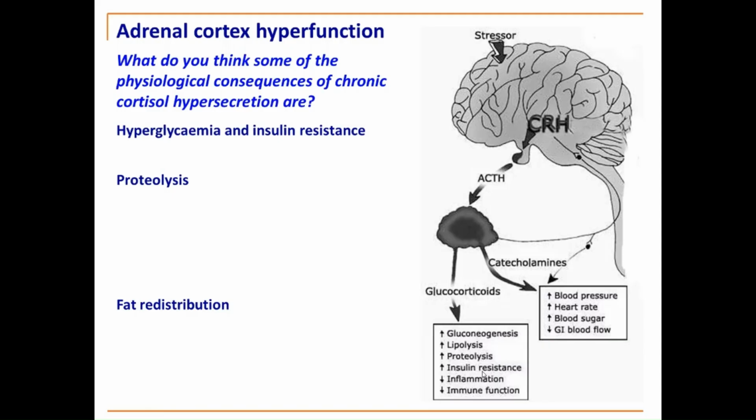From memory, so don't quote me on this one, they decrease the synthesis of the insulin receptor, therefore leading to insulin resistance, and they dampen down immune function and inflammation as well. So what are the effects going to be in terms of hyperglycemia and insulin resistance? Well, of course, you're going to be thinking about diabetes mellitus. What about proteolysis? What are some of the consequences of that?